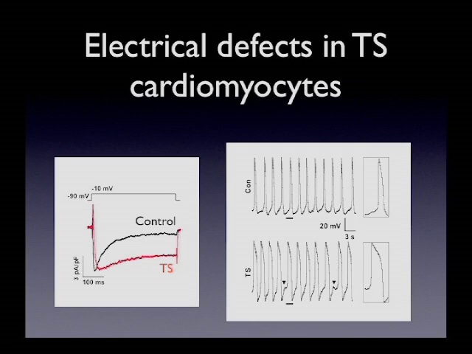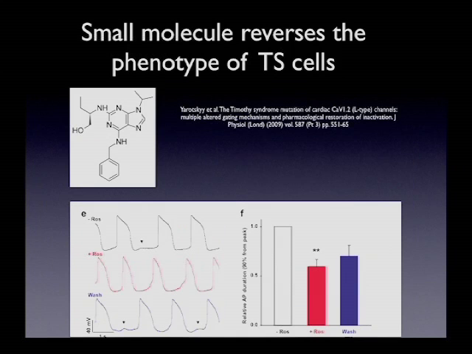Finally, we can actually use Roscovitine again to try and reverse the phenotype. And again, Roscovitine works beautifully, probably because it's reversing the defect in inactivation in the channel. So you can take these long action potentials and make them shorter, and you can eliminate some of these delayed afterdepolarizations.